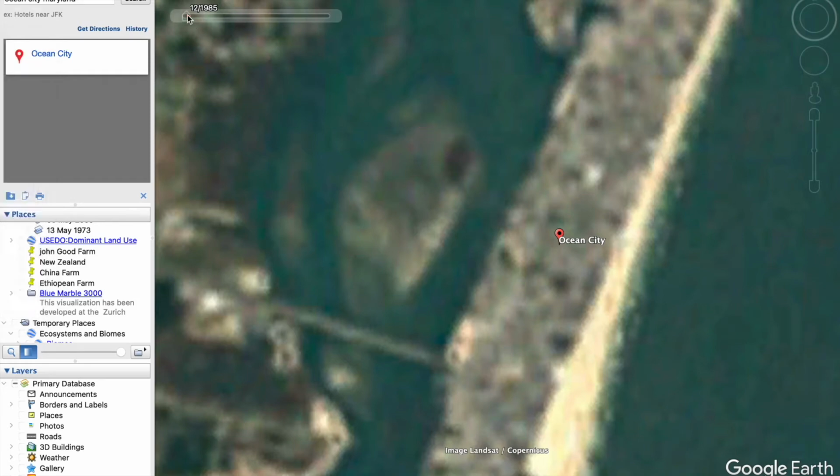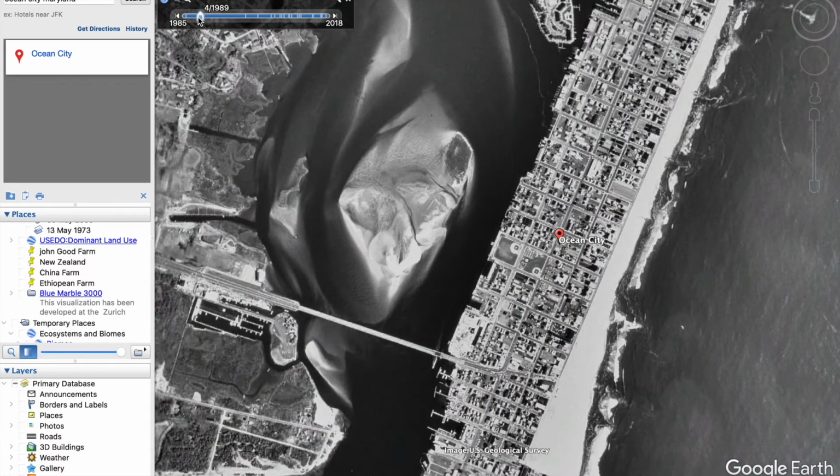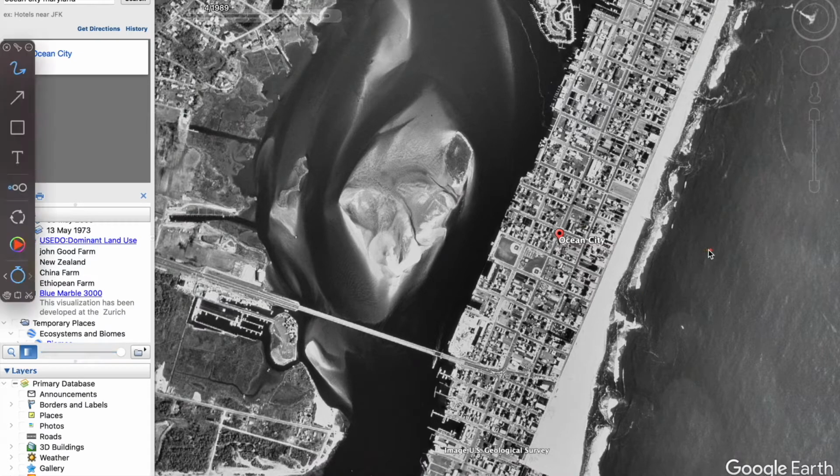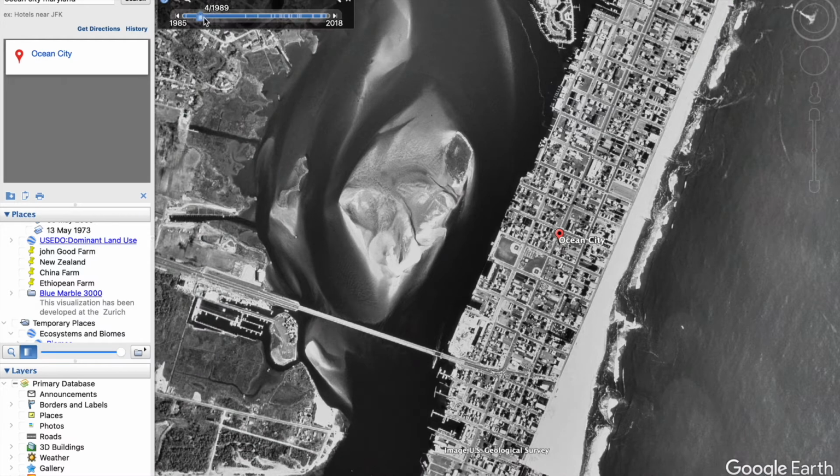Okay, let's move it up a little bit. So let's look at 1989. That's a pretty large island, right? And look at the shoreline of Ocean City. It doesn't look as smooth. If you look carefully, there are these vertical parts that stick out from the shoreline. Those are designed to keep the soil from eroding away, right? And we will talk about those. Let's move forward a little bit.